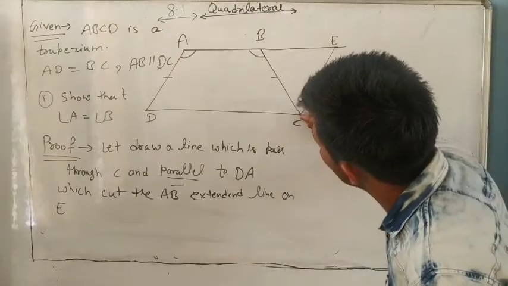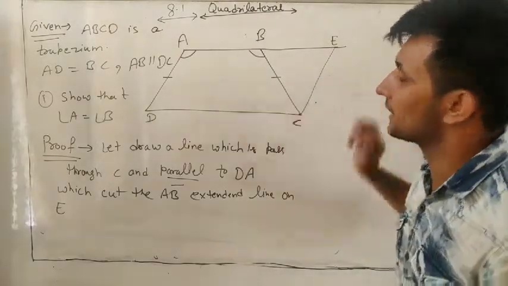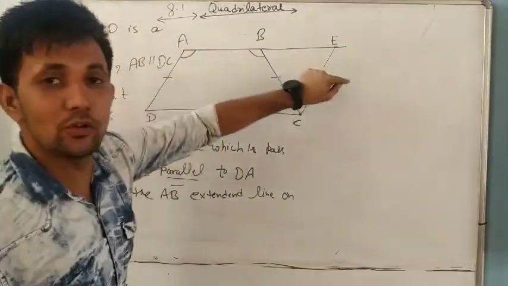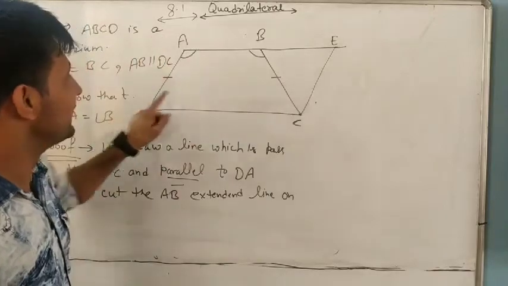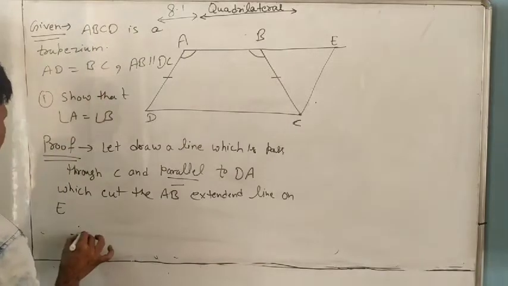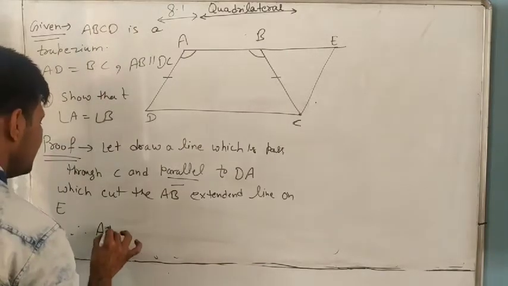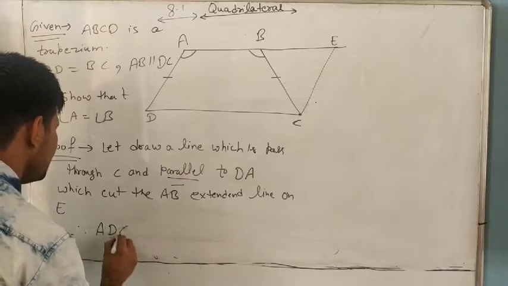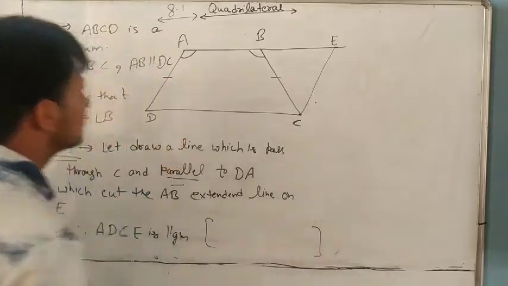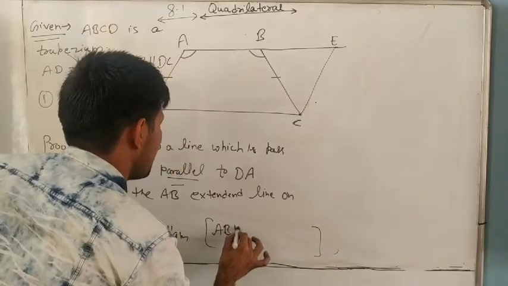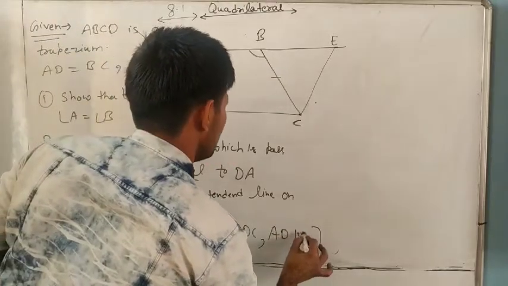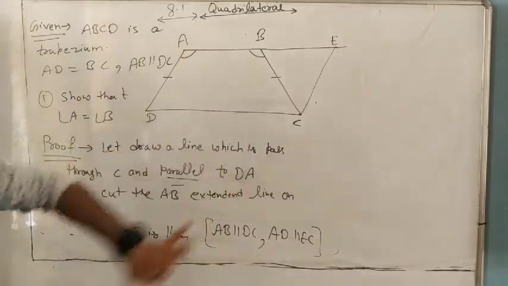We only draw a line which passes through this point and is parallel to this one, and tell me, AB is parallel to this one, and this one is parallel to this one. It means ADCE is a parallelogram. Therefore ADCE is a parallelogram. Why? Because AB is parallel to DC and AD is parallel to EC. Do you understand?